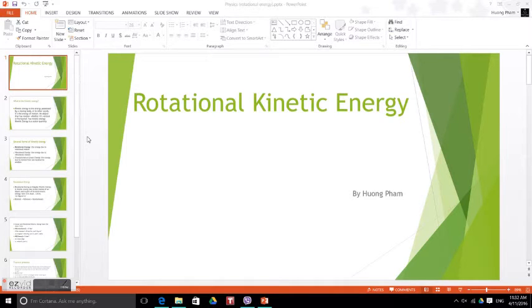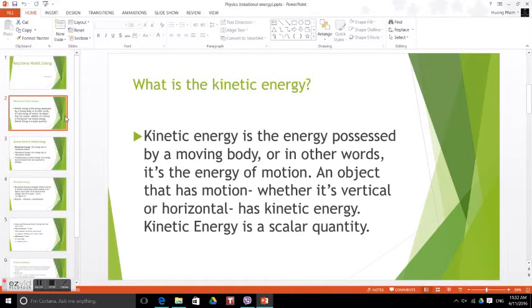Okay, so the topic for today is rotational kinetic energy. The first question is, what is kinetic energy? Kinetic energy is the energy possessed by a moving body, or in other words, the energy of motion.